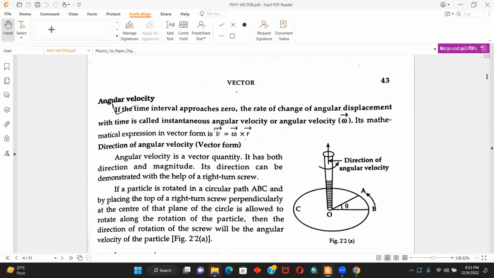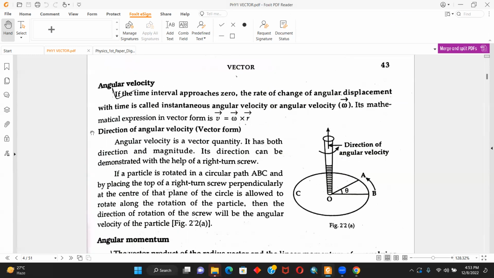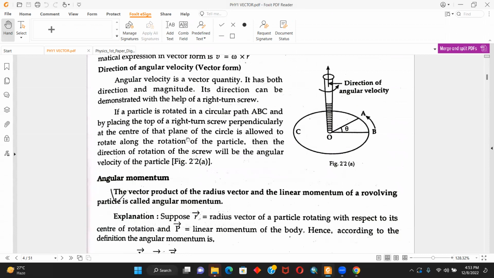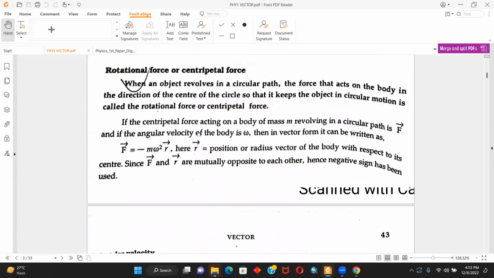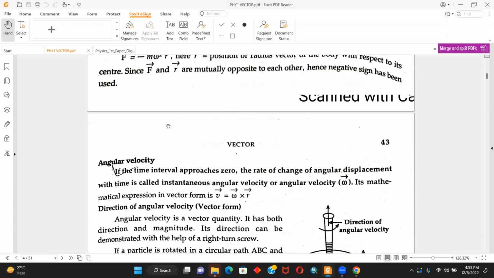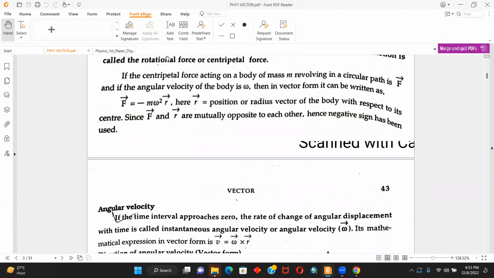Now, we will discuss them in detail in the fourth chapter. I think it's not necessary in the vector chapter now, because if we discuss them without discussing force, it might get a little difficult for you. Like, what is omega? You don't even know what is omega.